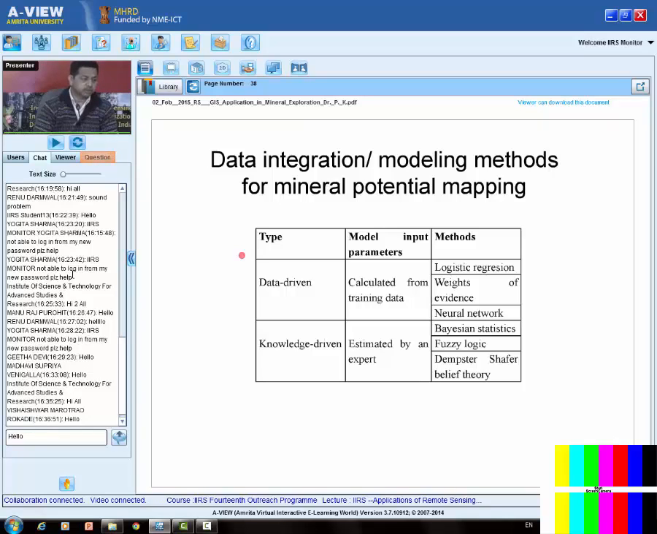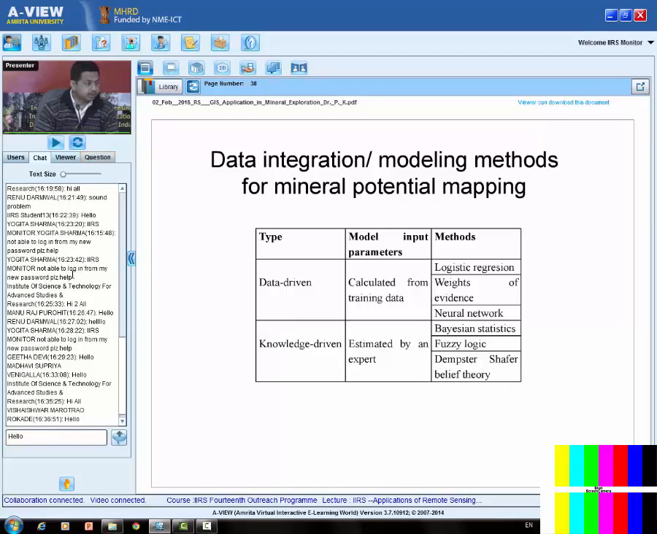Logistic regression, weights of evidence modeling, and neural network modeling are three popular modeling techniques that can be used for mineral exploration. The second one is the knowledge-driven approach, and mostly it is driven by human knowledge about the particular deposit. We have Bayesian statistics, fuzzy logic, and Dempster belief theory. They are essentially derived from other branches of science, like Dempster belief theory, which comes from medicine, but they can be used to locate minerals.